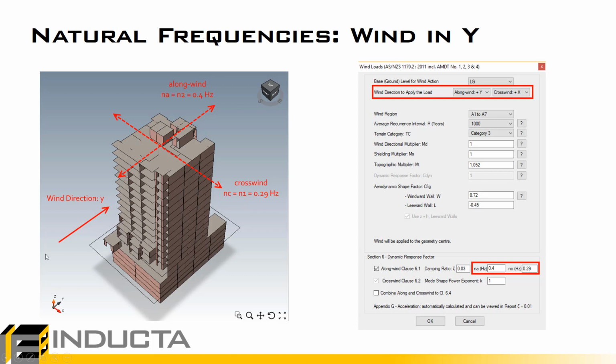When the wind direction then changes to the y, these values flip around. NA becomes N2 of 0.4 Hertz, NC becomes N1 of 0.29 Hertz. So that's all there is to it. From the report we get the first and second natural frequencies, or the ones in the x and the y direction, and then we determine which one to use based on the direction of the wind itself. So those are the two inputs that we need for the along wind and crosswind.